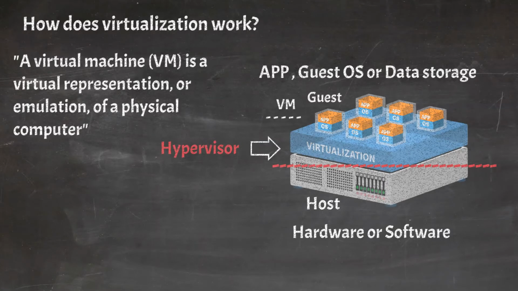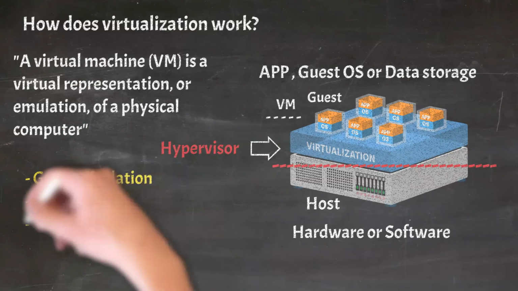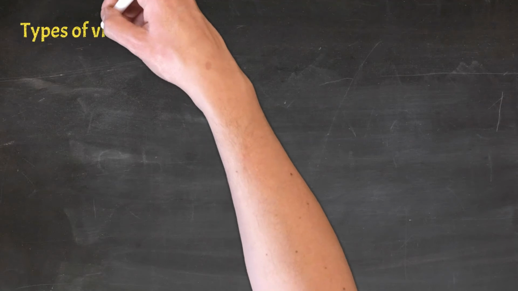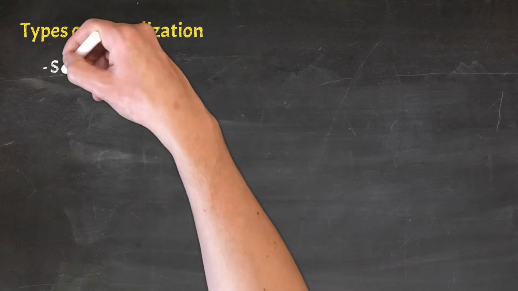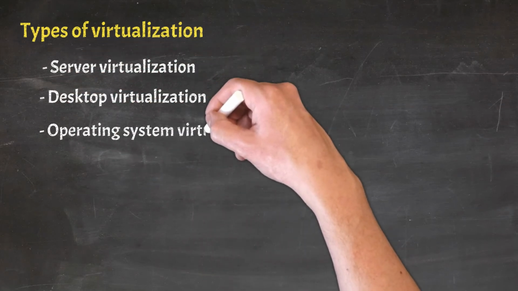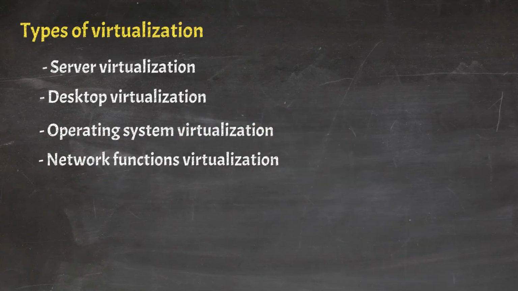Virtual machines provide similar functionality to physical machines, but they do not run directly on the hardware. Instead, they are managed and controlled by a hypervisor. These virtual machines or VMs offer their customers greater isolation, flexibility, and control. There are different types of virtualization. Some of the common ones are server virtualization, desktop virtualization, operating system virtualization, and network function virtualization or NFV.